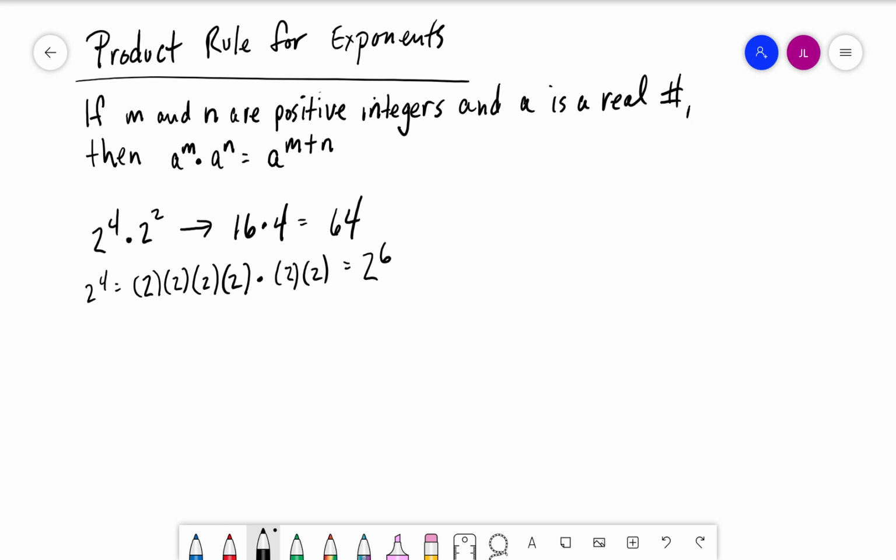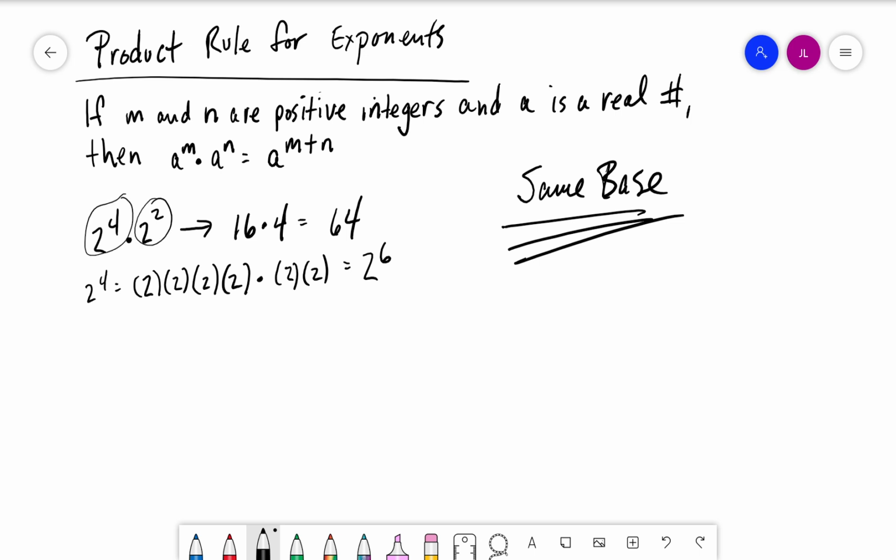So the product rule for exponents just states, as long as we have the same base, we have to have the same base. This is very important. As long as we have the same base and we're multiplying these two terms together, 2 to the 4th being one, 2 squared being the other, all we need to do is add the exponents and keep the base the same. So 2 to the 4th times 2 squared is the same as 2 to the 6th. Something like 3 to the 5th times 3 to the 12th, well, that's 3 to the 17th power.